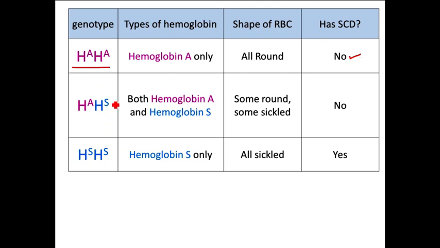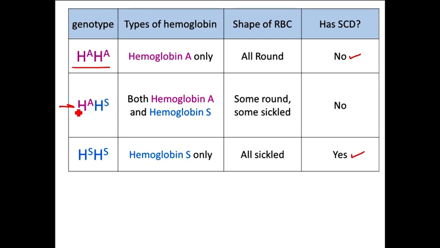Let's skip that for a moment and look at someone who would be homozygous for the sickled hemoglobin. So 2 copies of the sickled hemoglobin, and that person would only make hemoglobin S. All of their red blood cells would be sickle shaped, and this person would have sickle cell disease. Those make sense, right?